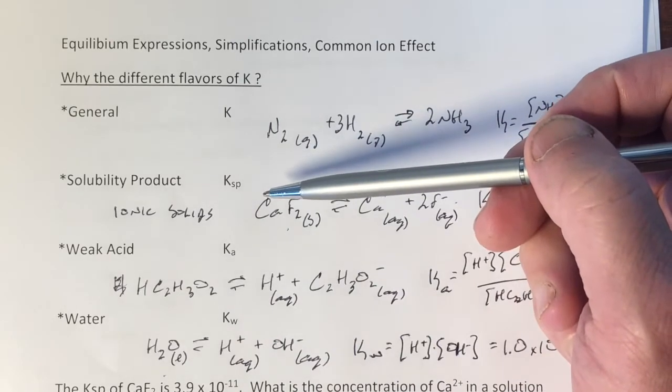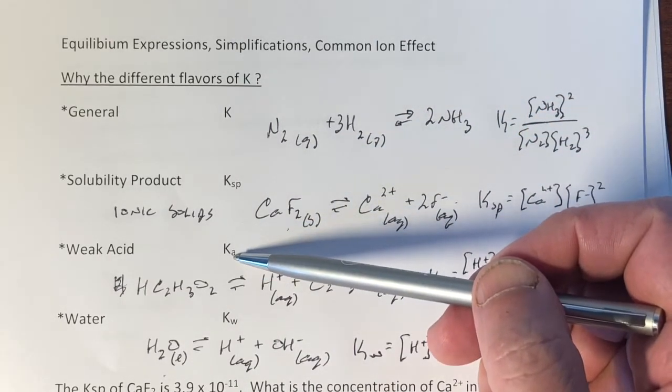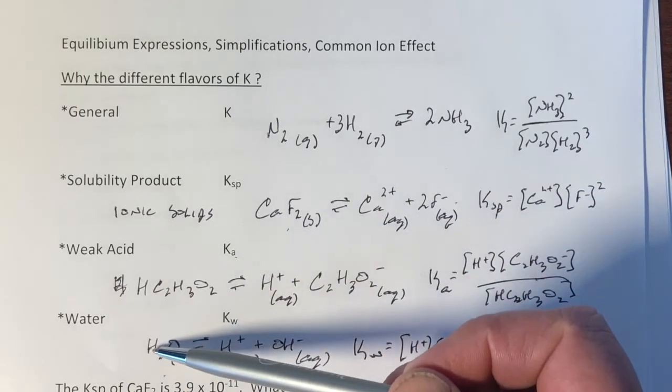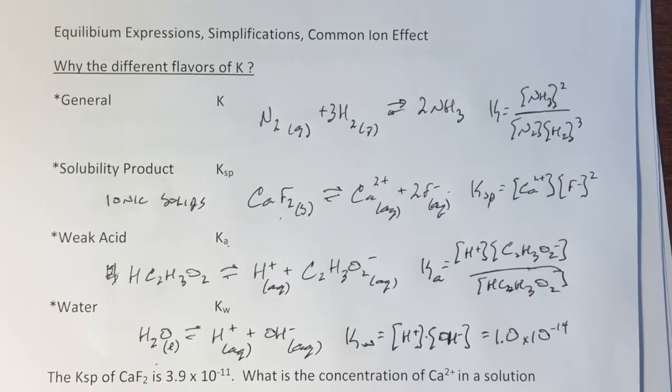Solubility products can be very important in electrochemistry. Weak acid Ka's can be very important in buffer calculations. And the Kw for water is very important in calculations of pH as well as buffer calculations. All right, let's do a couple of examples here.